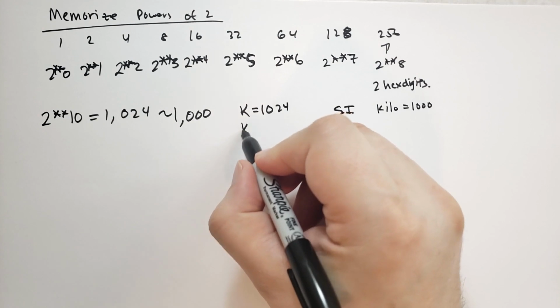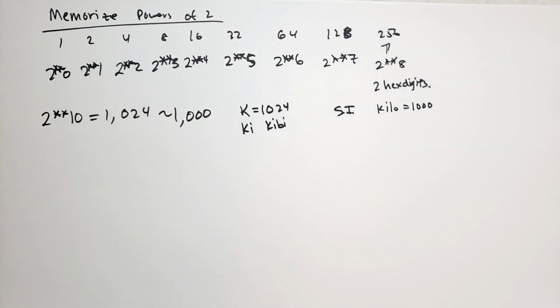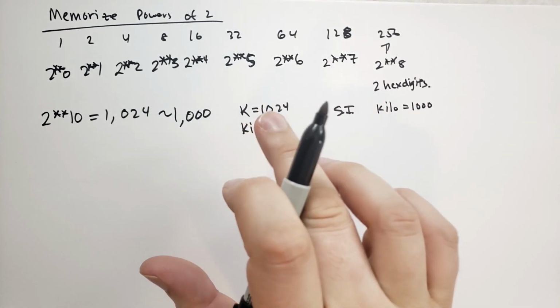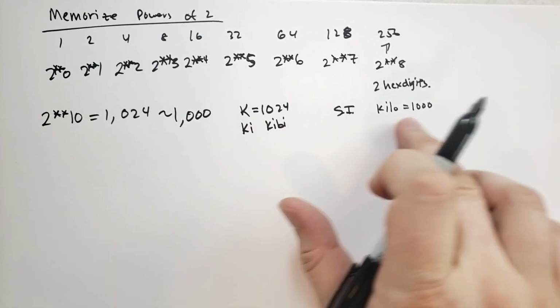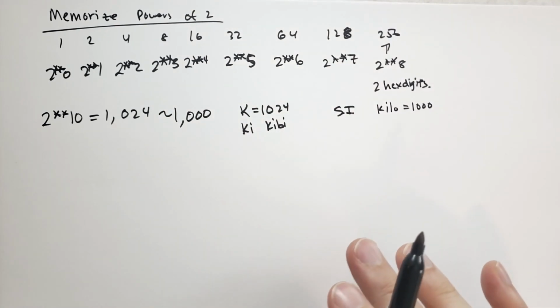Technically we should be using KI, which stands for kibi, which is the binary prefix, but this really hasn't caught on yet. We still use K. When we're measuring memory, we're talking in units of 1024 for K. When we're talking hard drives, they're going to use the kilo, the 1000. Okay, so the hard drives are slightly larger than they are.